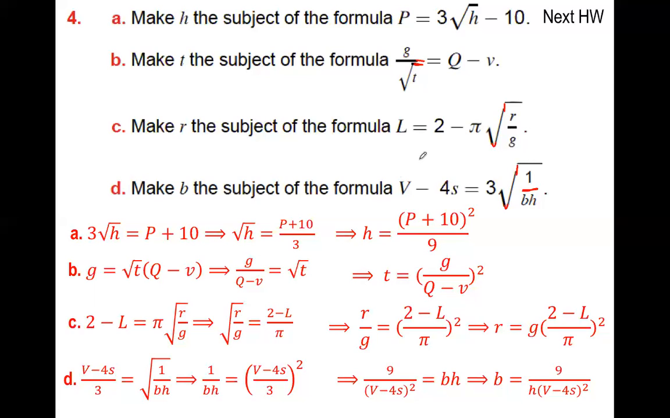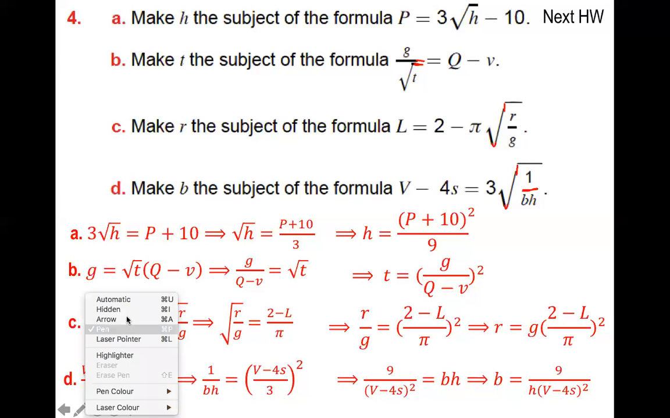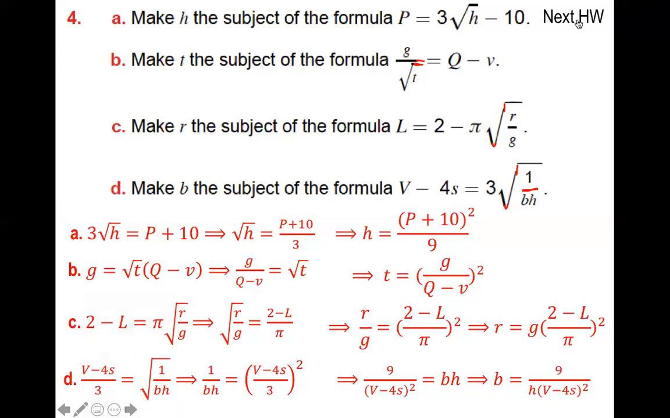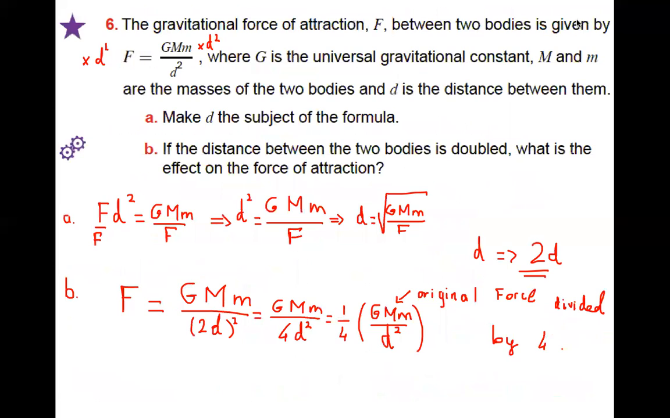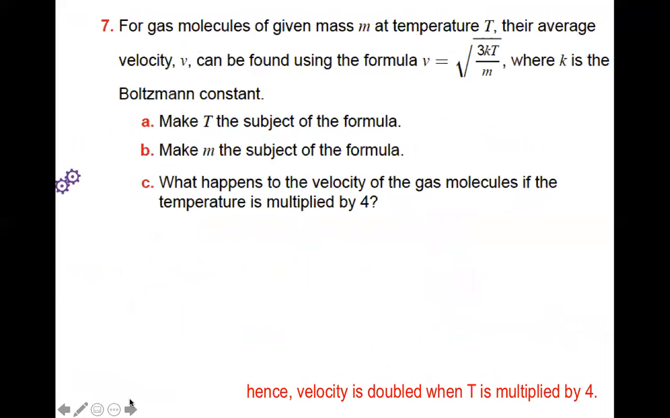Okay. So we've got another set of homework with the subject. I think we went through this one. Yeah. Gravitational force of attraction between two bodies. Where G, yeah. Oh yeah, it was to do with then finding out what the effect has got to.